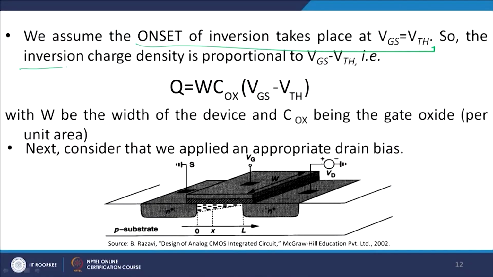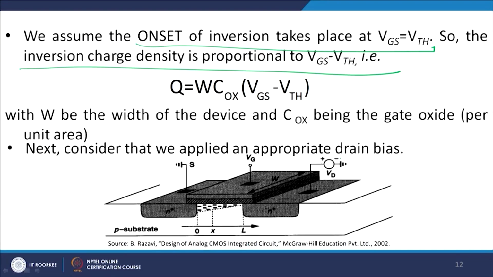The onset of inversion takes place when VGS equals VTH. So the inversion charge density is proportional to VGS minus VTH. Why is it like that? The threshold voltage is the gate voltage at which the device becomes on. Now if your VGS, which is the gate to source voltage, is higher than the threshold voltage, and the amount by which it is higher is typically very large, that will allow the device to be in a much better shape.